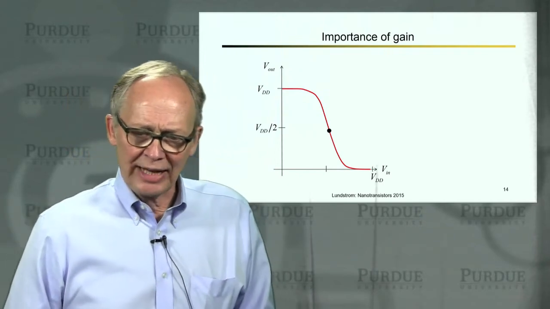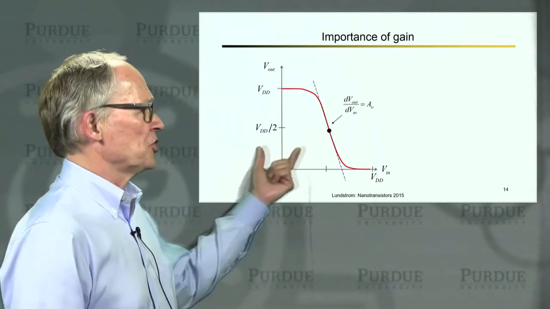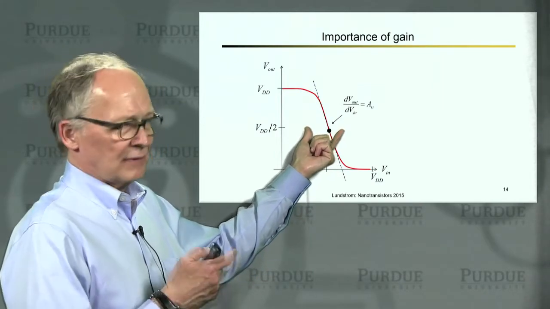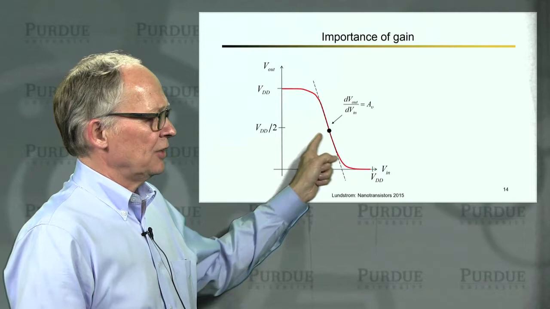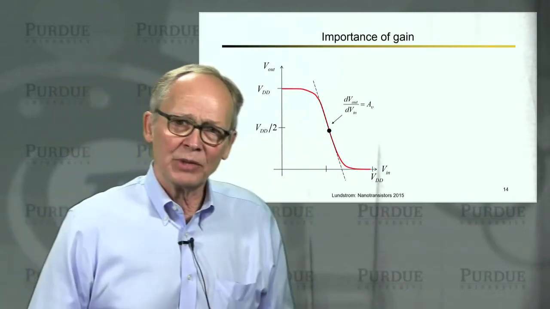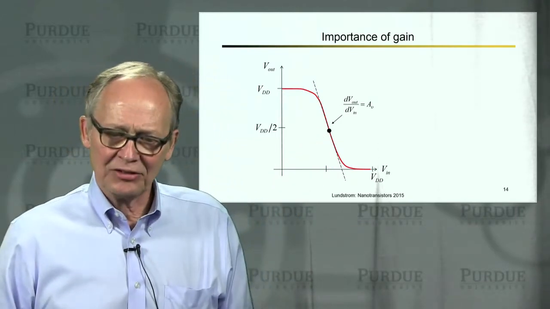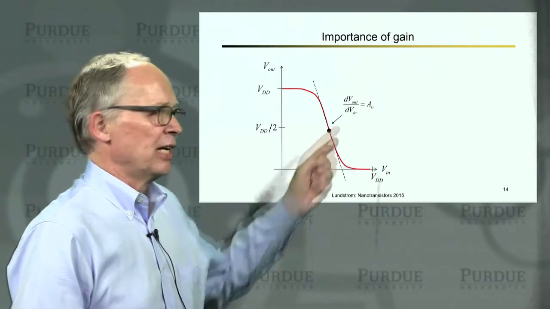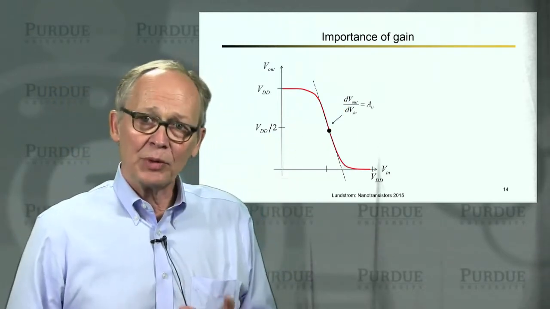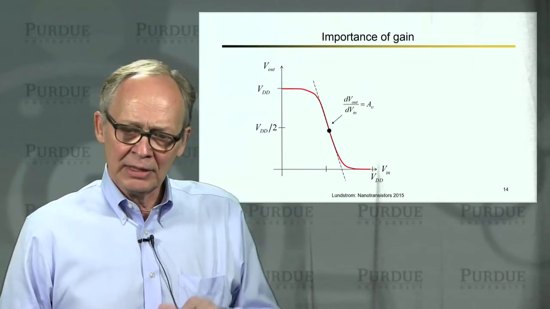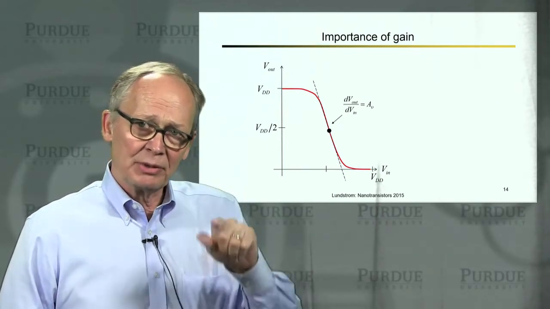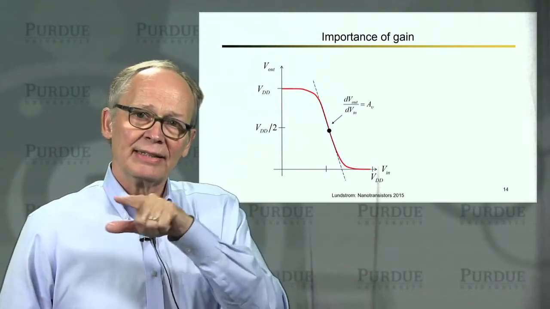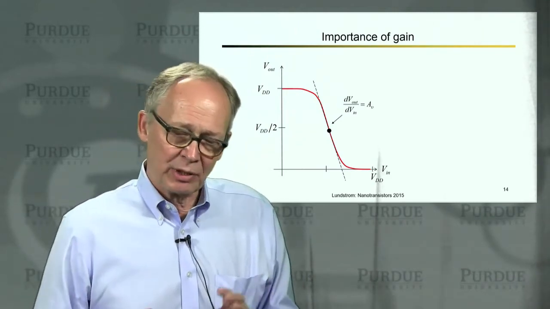And you can see what would happen. We want a sharp transition between the high output and the low output. The steepness of that slope is something that we call the gain of the inverter, A sub V. It's the change in the output voltage with respect to the change in the input voltage. If we were making an analog amplifier, we would have a little input voltage that we would send in, maybe an AC signal. And this gain then would amplify it and we would get a big voltage out. We'd want a high gain.